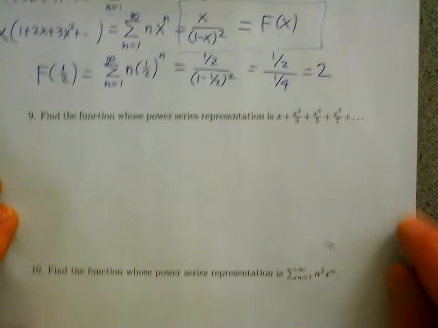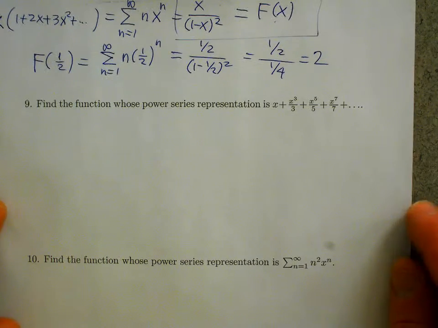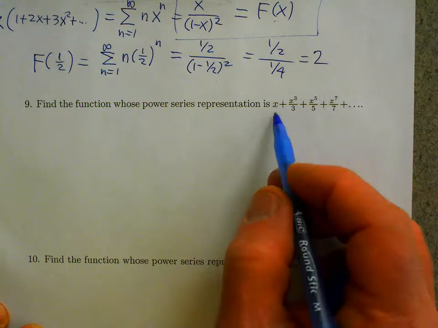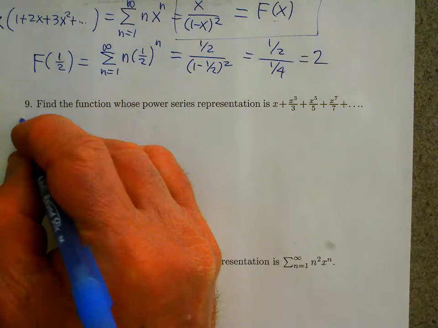Okay, number 9, find a function whose power series representation is x plus x to the third over 3 plus x to the fifth over 5, and so on. So let's give this a name. Let's call it g of x.